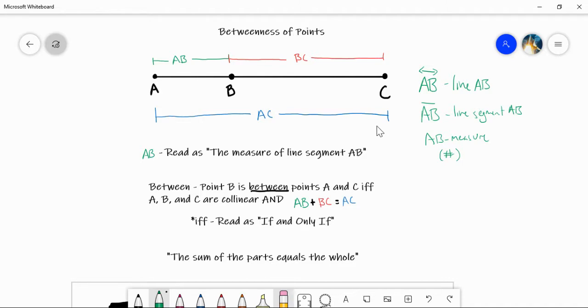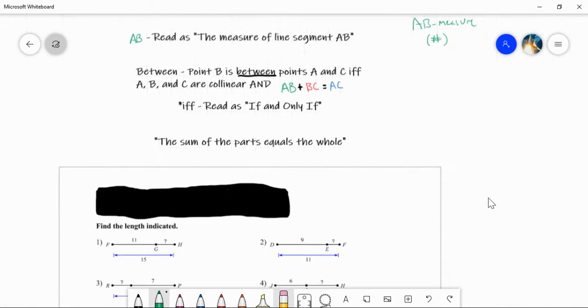Now, we don't use this theorem essentially, or this idea essentially to determine whether or not point B is between A and C. We're always going to assume that if I have 3 collinear points, that this one, we can say it's between, which means that this statement right here, right, is going to be true. That's more of how we use it. And let me just show you some examples to kind of say why.